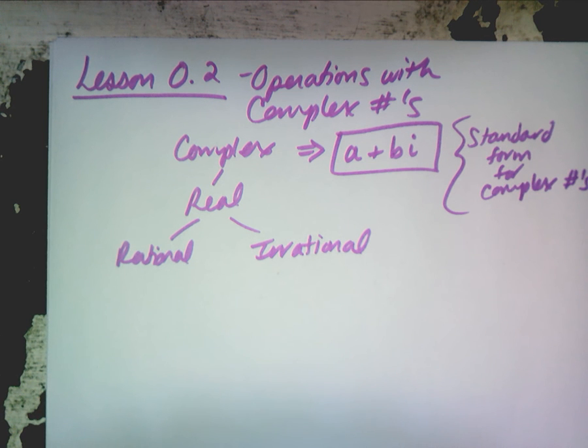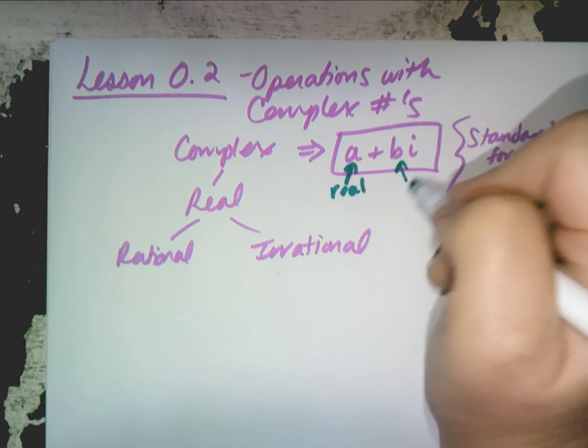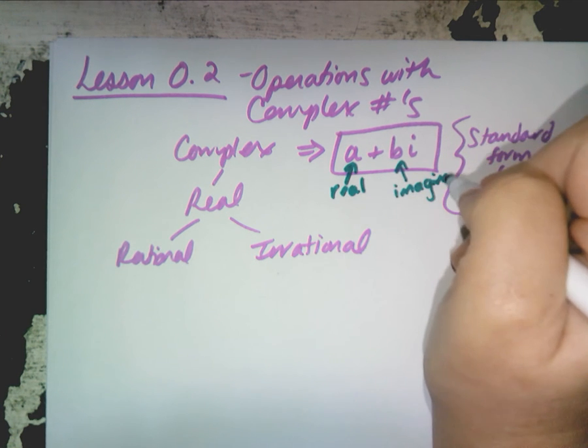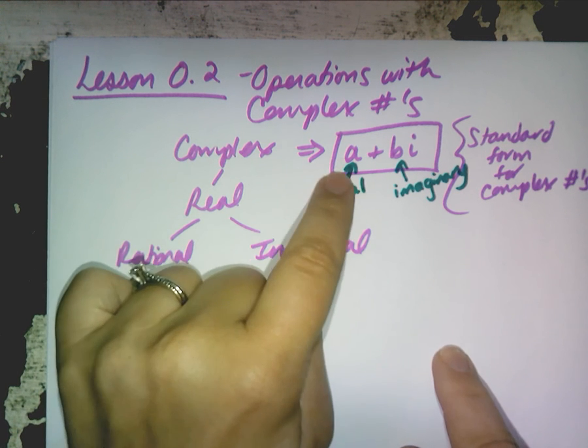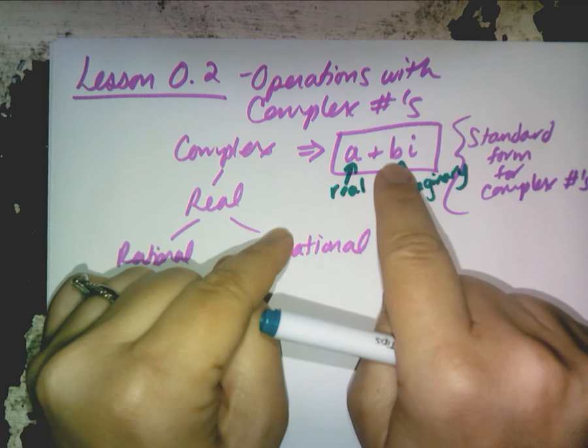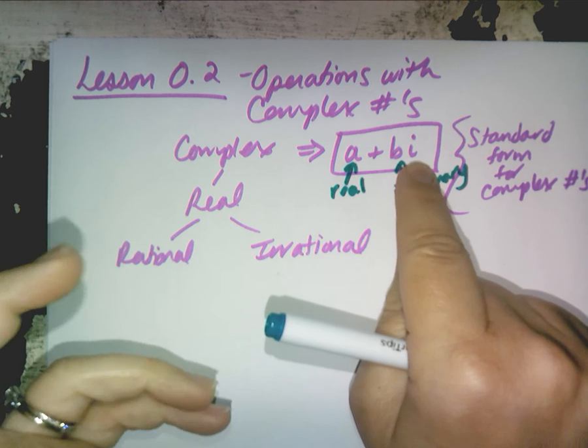Okay, so everything can actually be written as a plus bi. This right here is the real part, and that right there is the imaginary part. So I could have our number 10. How do you think you would write the number 10 in a complex way? You would write 10 plus, what would be your b? 0. 0i. 10 plus 0i.